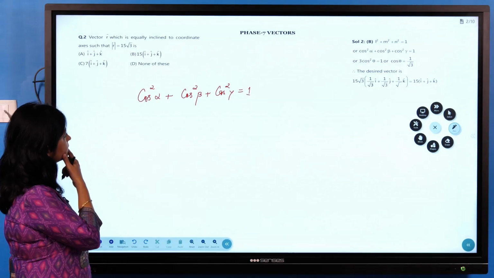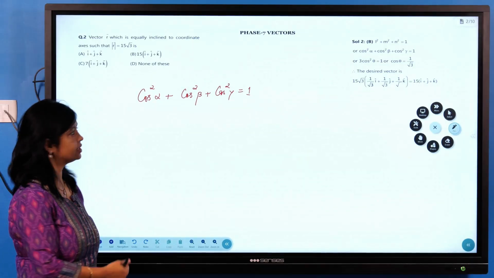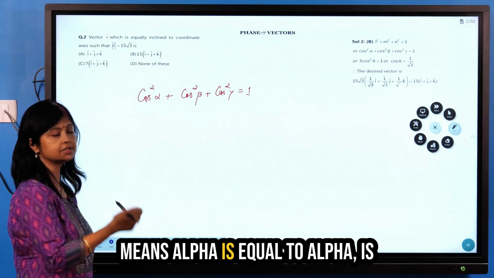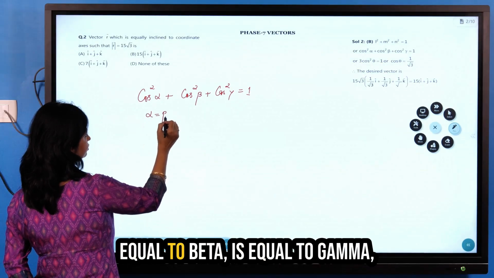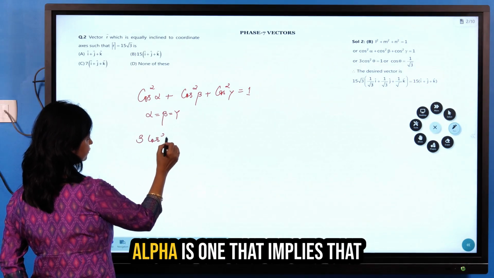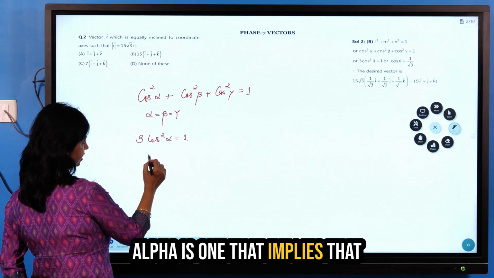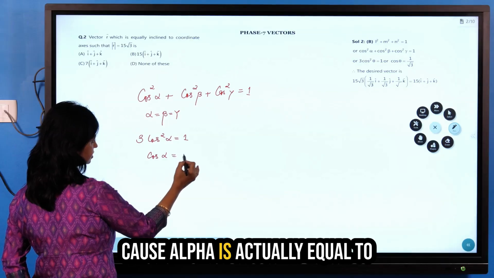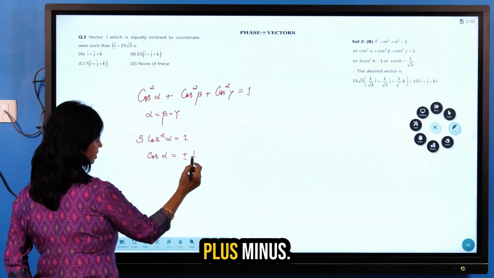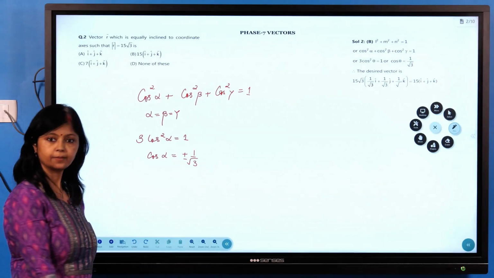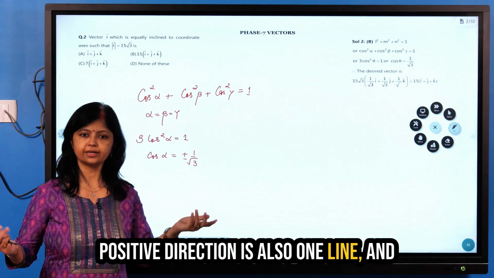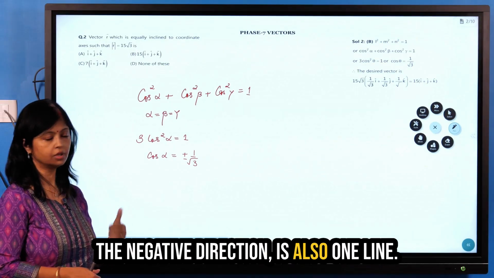Now, let's just apply the information given to us. If it is making equal angles, that means alpha is equal to beta is equal to gamma. That means 3 cos square alpha is 1. That implies that cos alpha is equal to plus minus 1 by root 3. It is a vector. The positive direction is also one line and the negative direction is also one line.